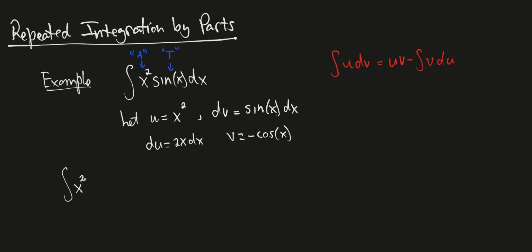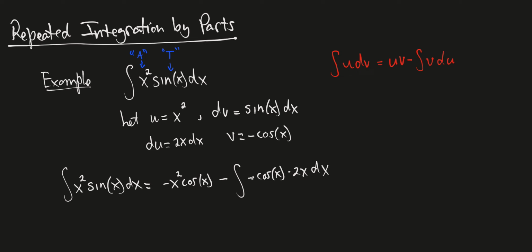So our original integral, the integral of x squared sine of x dx, is equal to u times v. That's going to be x squared times negative cosine of x, so I'll write that as negative x squared cosine of x, and then minus the integral of v du. Well, here's our v, negative cosine of x, times our du, which is 2x dx.